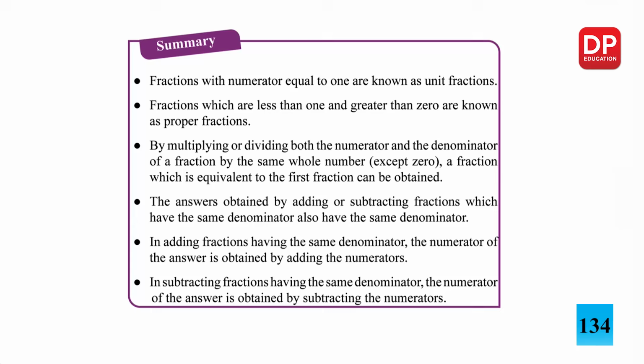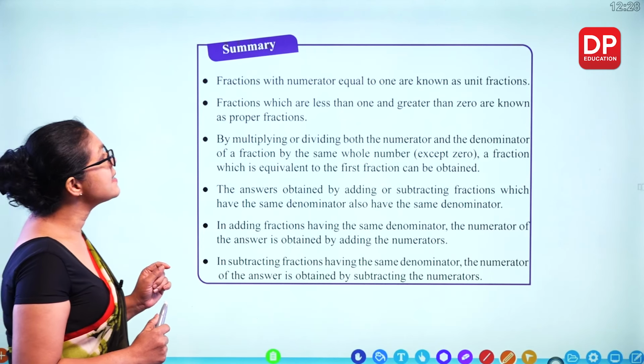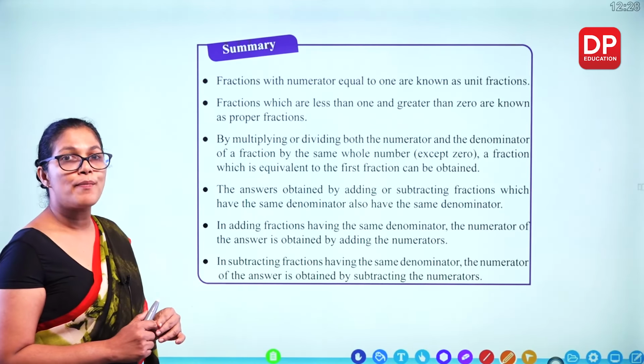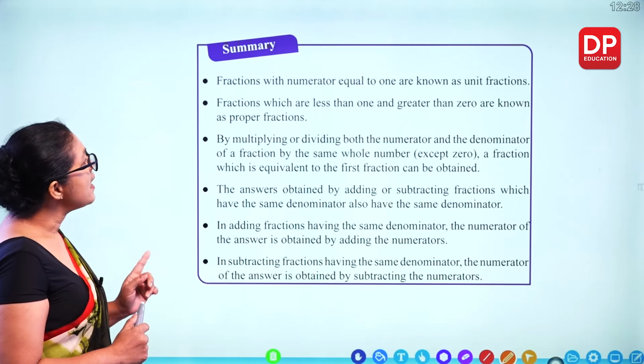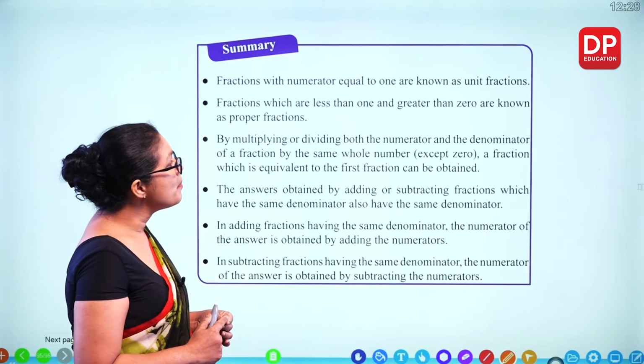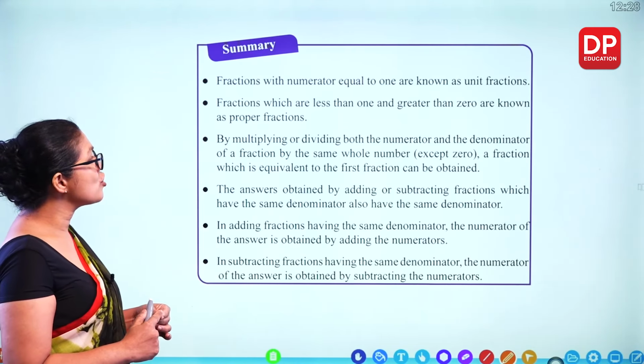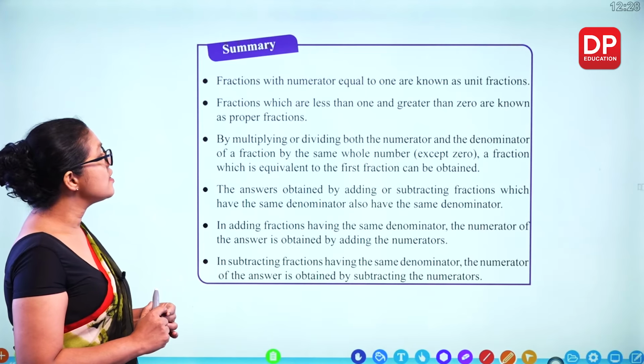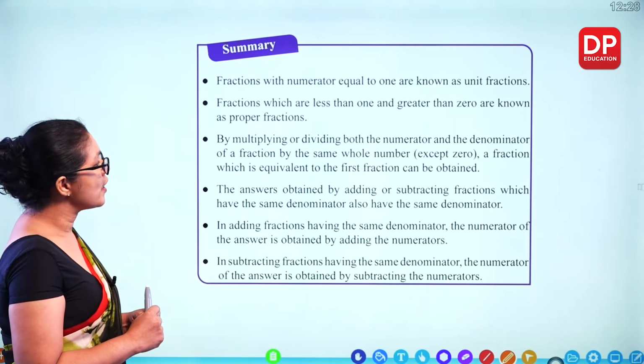So we covered all theory related to fractions. Fractions with numerator equal to 1 are known as unit fractions. Fractions which are less than 1 and greater than 0 are known as proper fractions. By multiplying or dividing both the numerator and the denominator of a fraction by the same whole number, we get a fraction which is equivalent to the first fraction.